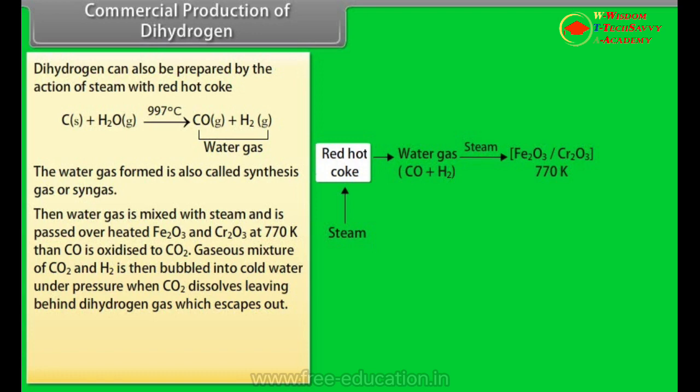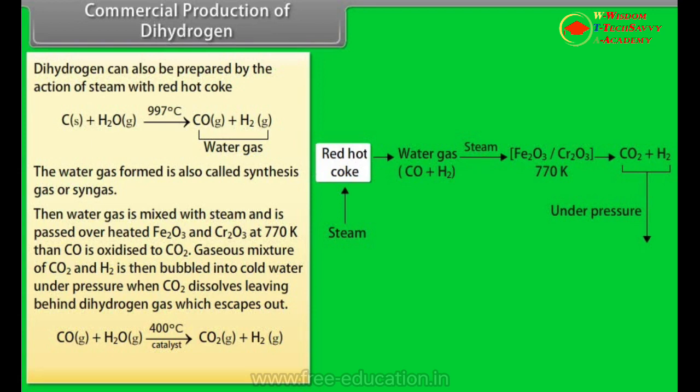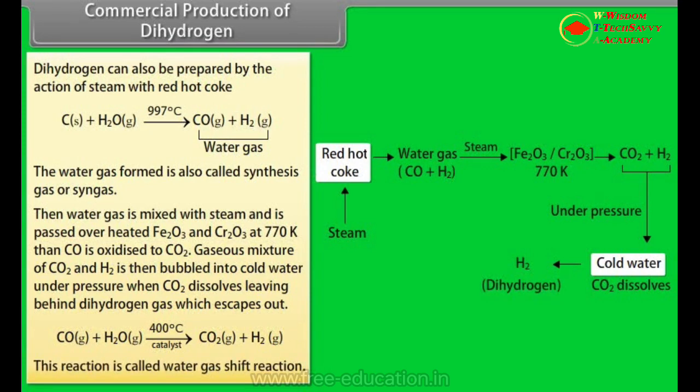Then CO is oxidized to CO2. The gaseous mixture of CO2 and H2 is then bubbled into cold water under pressure, when CO2 dissolves, leaving behind dihydrogen gas, which escapes out. This reaction is called the water-gas shift reaction.